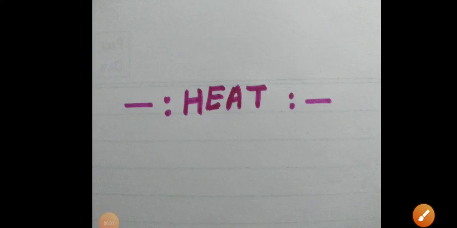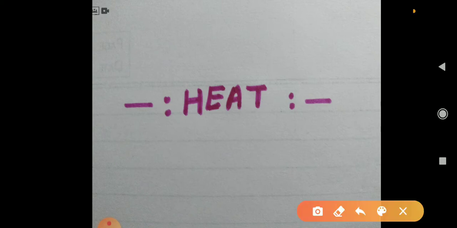Good morning, students. Let's start today's session with the new topic, that is heat. Then, what is heat? I can explain it with the help of one example. Suppose you have two bodies, one is hotter and the second is colder, or we can say cooler. When two bodies are brought together, the energy transfers from the hotter body to the colder body. This transfer or flow of energy is called heat energy, or simply we can say heat.